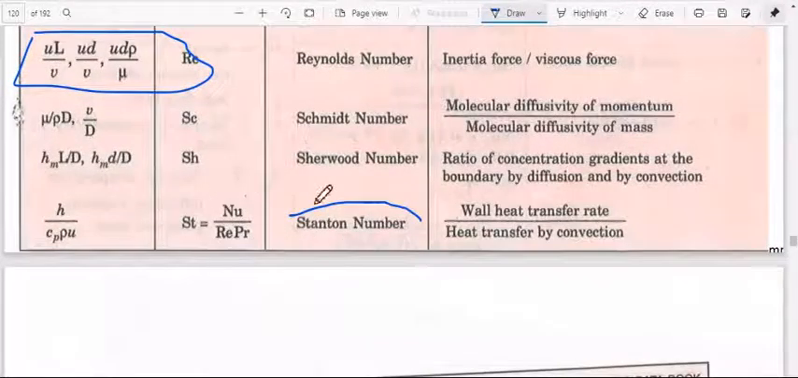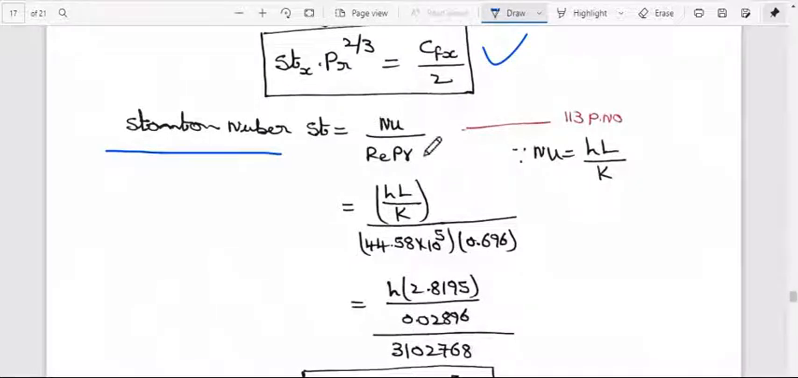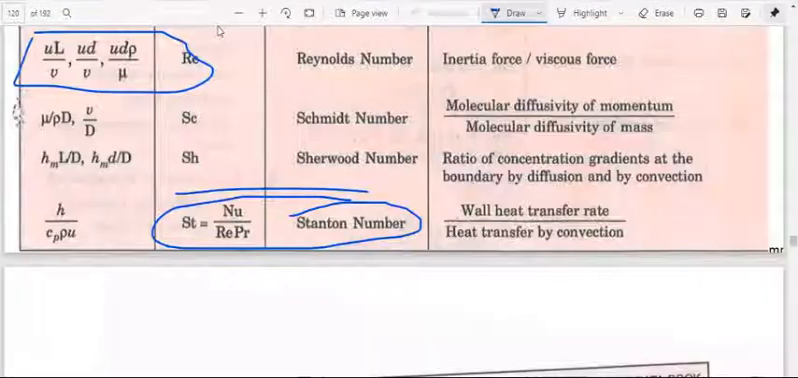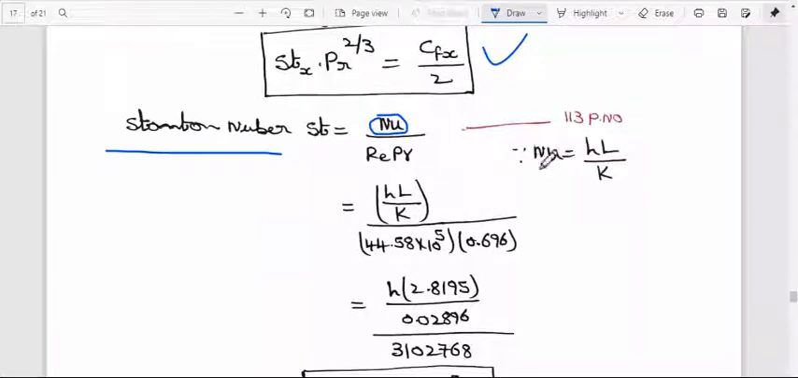So here Stanton number is NU by RE into PR. So here what is the NU formula? The NU formula is also available in our regular data book. So here NU is equal to HL by K. So now we need to substitute NU equal to HL by K.